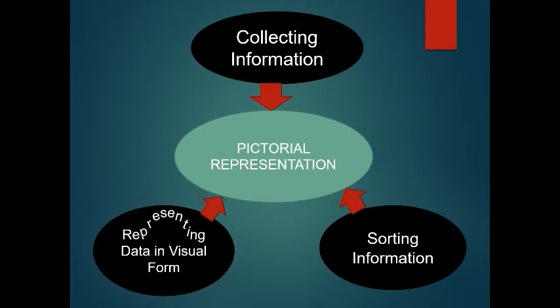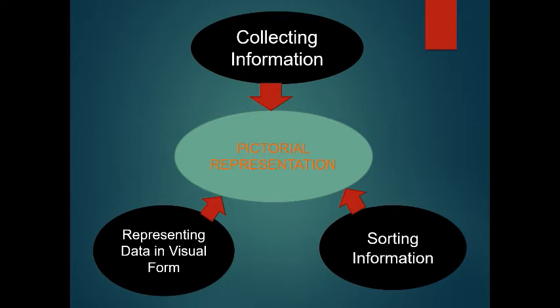Then comes your third step, that is representing data in visual form. In this step, choose one symbol to represent the data. Then draw 2 columns that represent category and the data. Then draw the symbols that represent the frequencies. And after completing all the 3 steps, we get the pictorial representation of data.